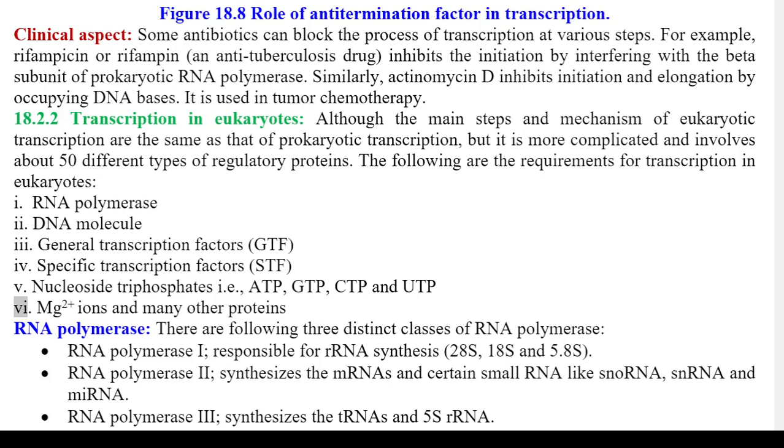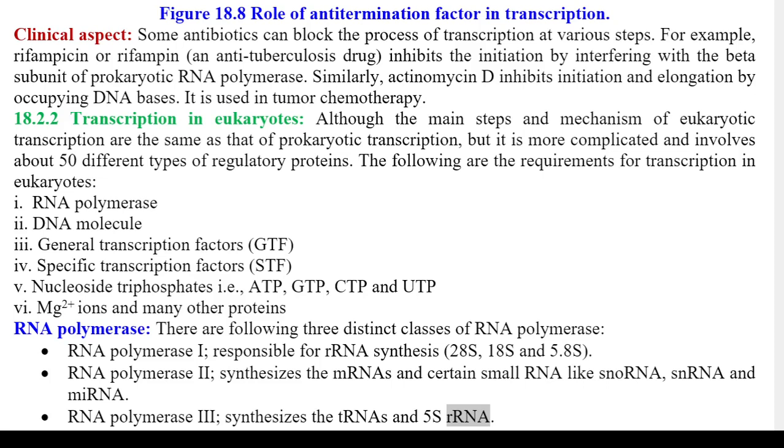RNA polymerase. There are following 3 distinct classes of RNA polymerase. RNA polymerase I, responsible for rRNA synthesis, 28S, 18S and 5.8S. RNA polymerase II, synthesizes the mRNAs and certain small RNA like snRNA and mRNA. RNA polymerase III, synthesizes the tRNAs and 5S rRNA. Eukaryotic promoter region, for RNA polymerase II.